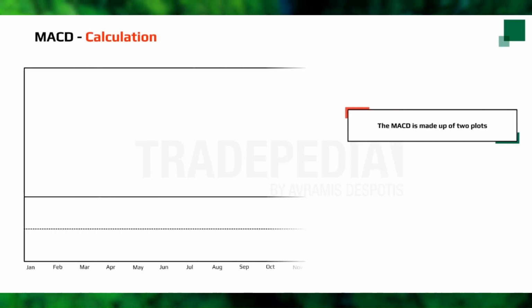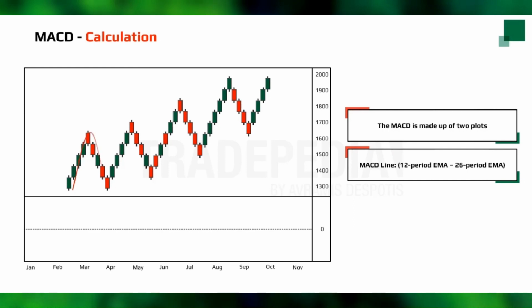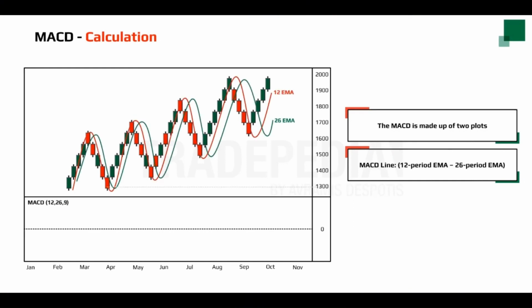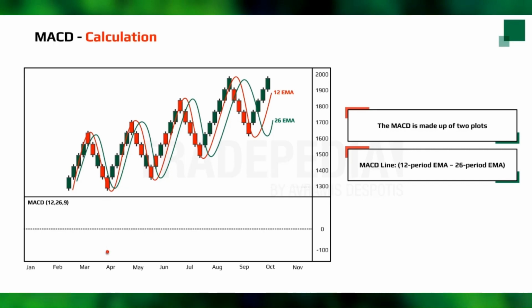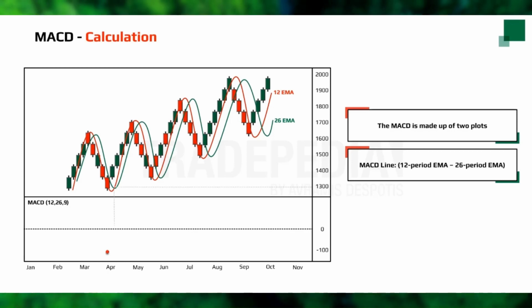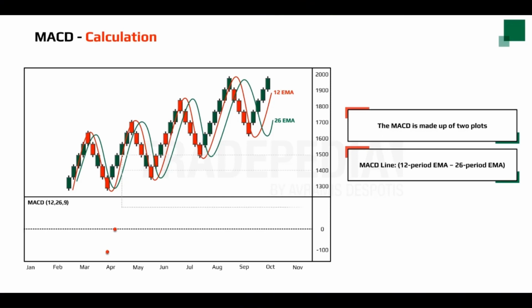The MACD is made up of 2 plots that are calculated as follows. The MACD line, which is the difference between the 12-period EMA and the 26-period EMA. When the 12-period EMA is below the 26-period EMA, and the difference between them is 100, the MACD will be at negative 100. When the 12 is crossing above the 26 EMA, the MACD will be crossing the zero line from negative to positive territory. And when the 12 is above the 26 and the difference in price is 100, the MACD will be at positive 100.